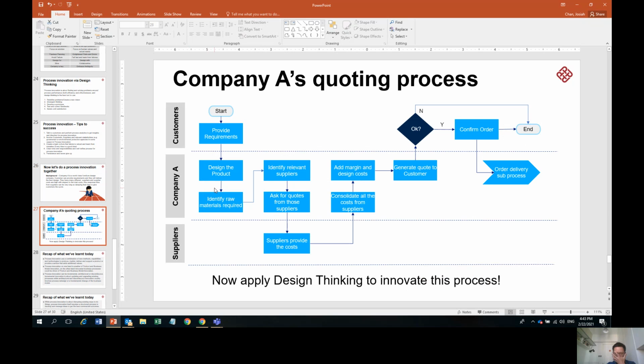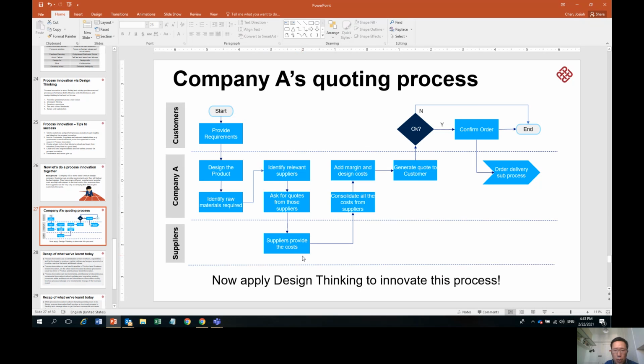So here is the quoting process for company A. Let's go through this. It starts with the customer providing the requirements, and then the staff and designers in company A will, based on what the customer wants, design the product and identify the raw materials required to build this product. The next step is to identify the suppliers that are able to provide those materials, and of course get a quote from those suppliers.